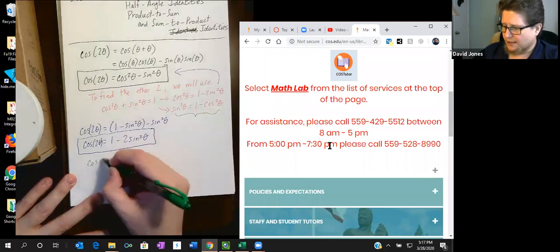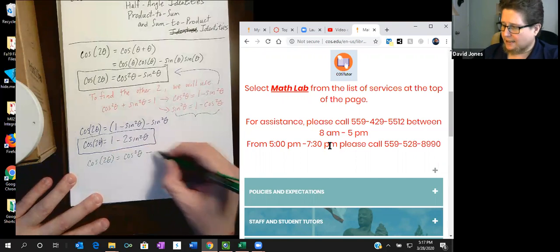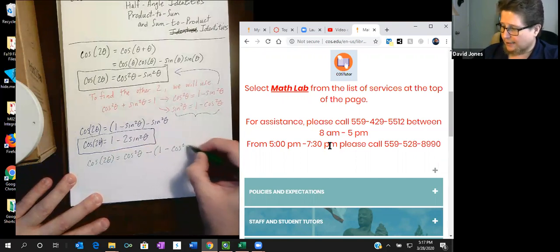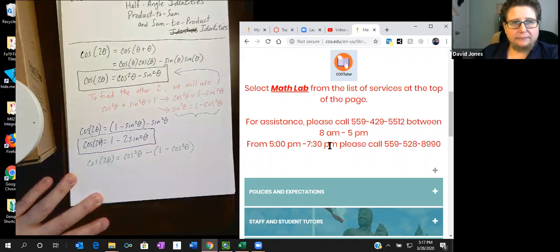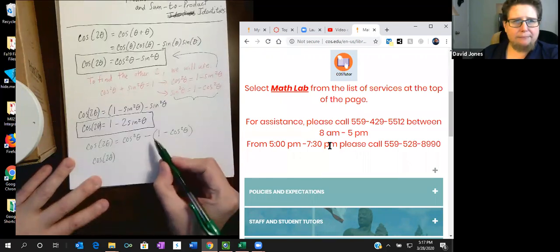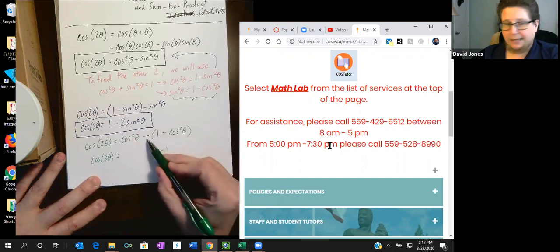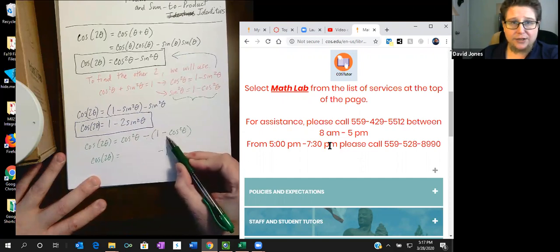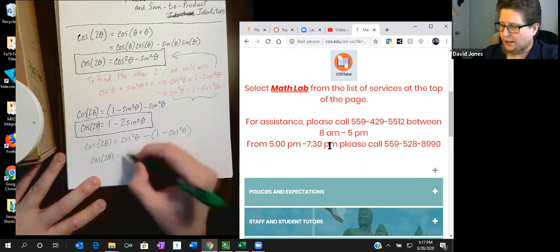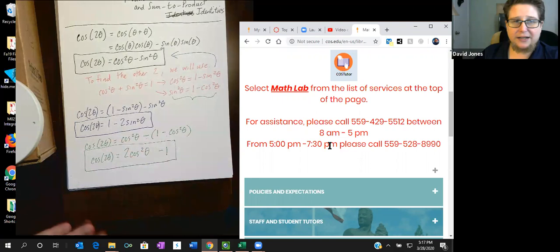Cosine of 2 theta is equal to cosine squared theta minus 1 minus cosine squared theta. And what we end up getting, if we distribute that minus sign, the minus to the 1 gives us a negative 1. The minus to the minus cosine squared gives us positive cosine squared. And we're going to add cosine squared to cosine squared. We get 2 cosine squared theta minus 1. So this version of cosine 2 theta is fantastic when you don't have sine theta. You don't need to calculate it. You can just use this.